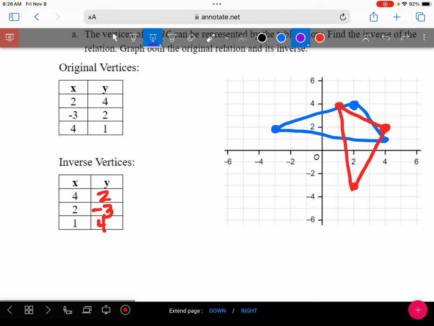Just do the best you can. They're just really light. You just can't see it. Yeah, but the homework is darker, so you should be okay. And on the test, it'll be darker. All right, any questions about that?